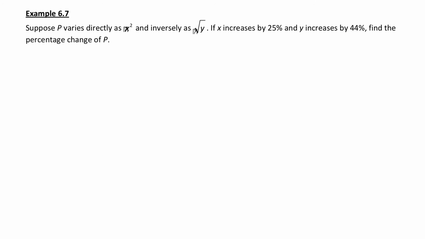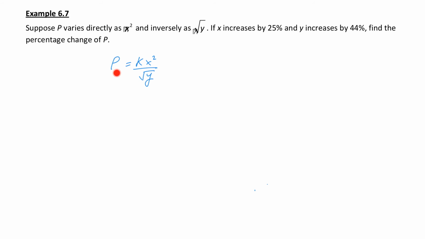Example 6.7. You can see the question type is similar to direct variation and inverse variation. Given the relationship between the unknowns and one piece of information, you are asked to find another variable. The second type of question is related to percentage change. Same concept. P varies directly at x squared and inversely at square root of y, so k x squared over square root of y. Can you see? This time we do not have the word jointly, but it is also joint variation. I want to find the percentage change of P.